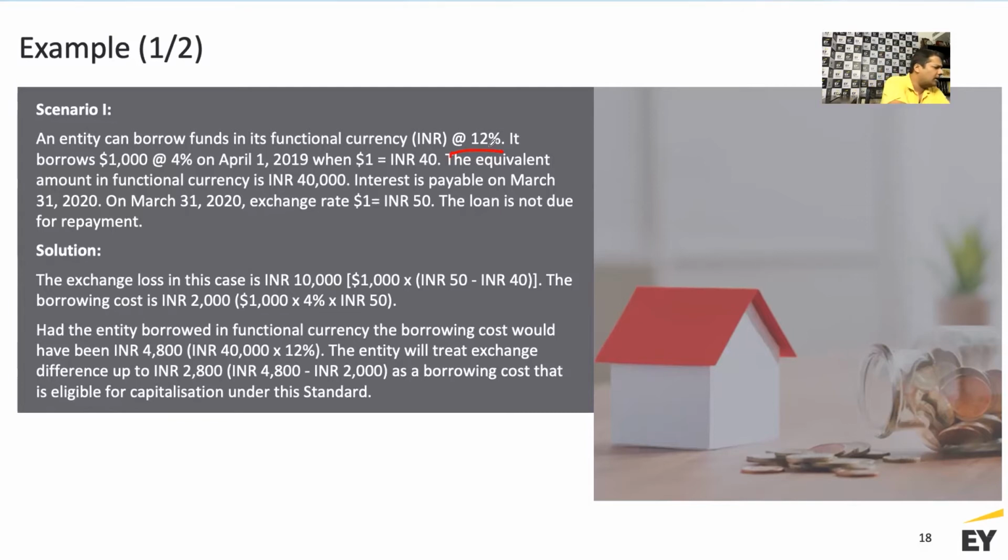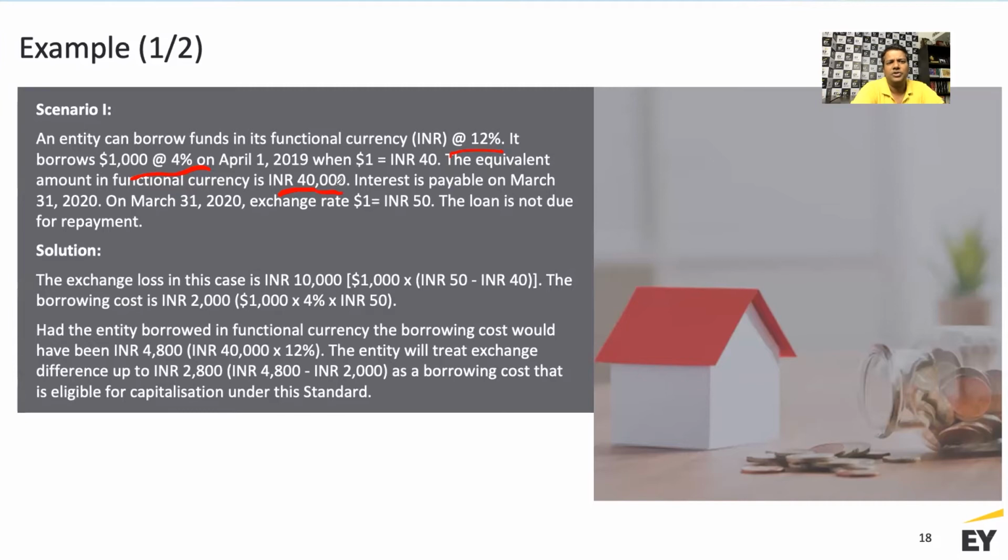It borrows $1,000 at the rate of 4%. So if I would have borrowed money in my functional currency, I would have borrowed at the rate of 12%. I have access to dollar borrowing, and here I can borrow money at 4% when rupee-dollar was 40. The equivalent amount in functional currency is INR 40,000, which is 1,000 into 40. Interest is payable on March 31st.